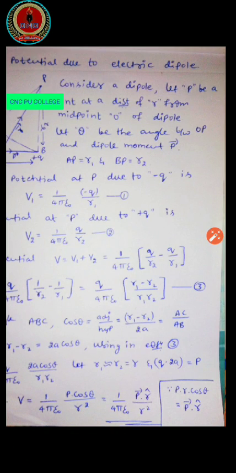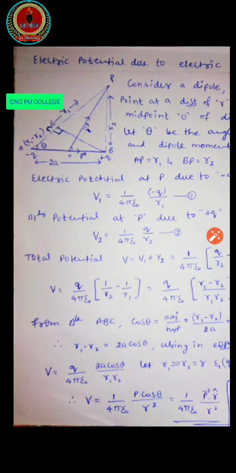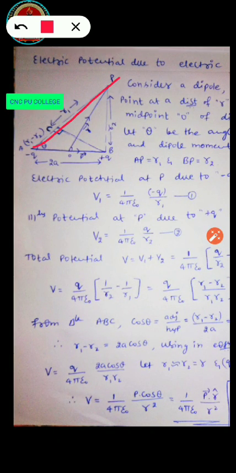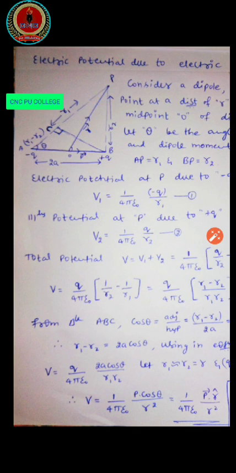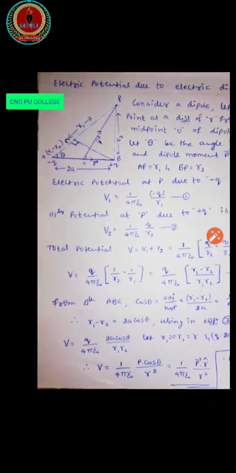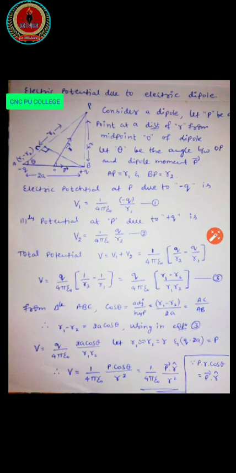AP is equal to R1 and BP is equal to R2, where AP is the distance of point P from the negative charge and BP is the distance of point P from the positive charge. So we have AP is equal to R1 and BP is equal to R2. That means we have given the complete explanation of the diagram, right? So we considered theta, we considered r, we considered R1, R2.